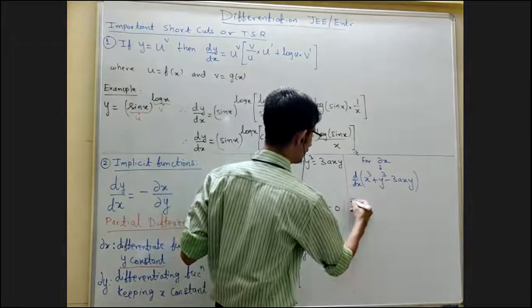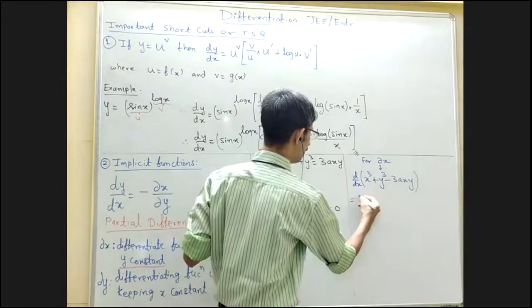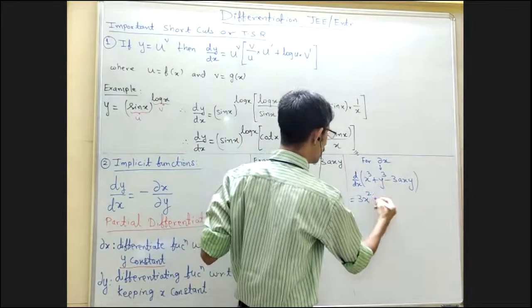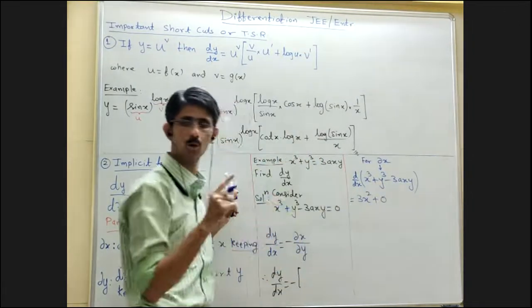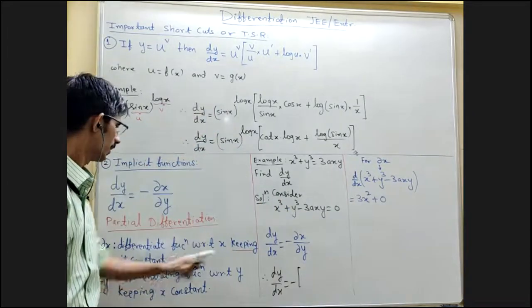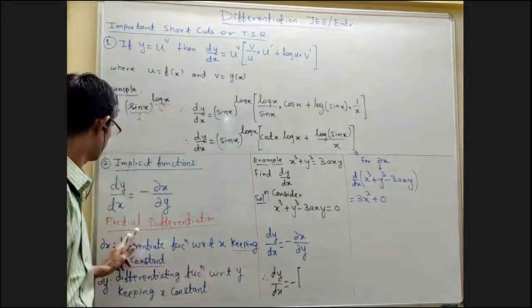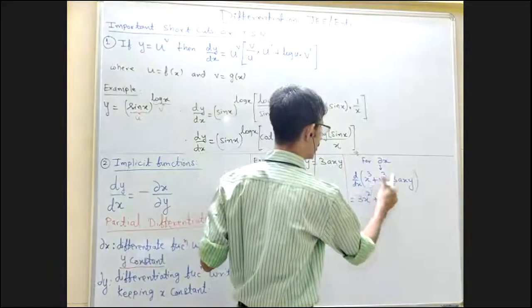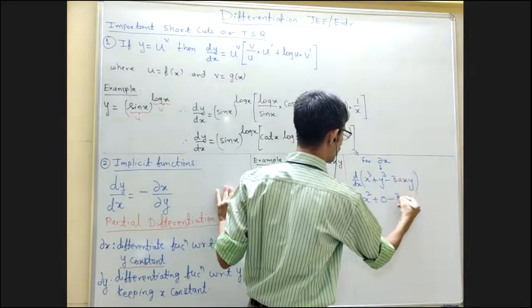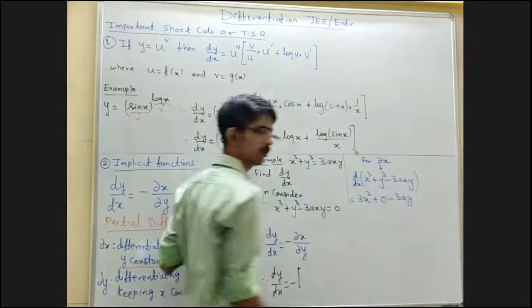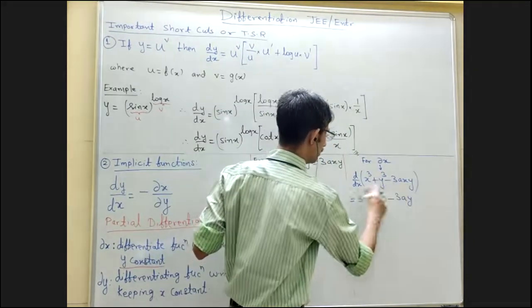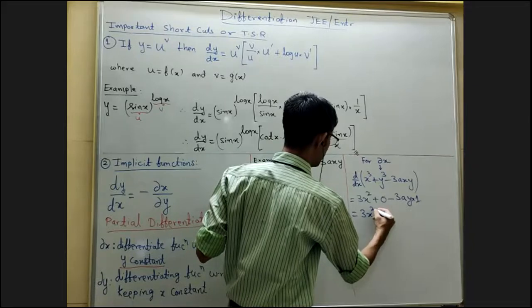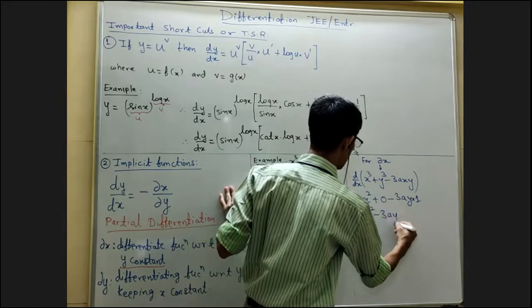So just observe what this will become, students. d by dx of x cube, we all know, is nothing but 3x square. d by dx of y cube is nothing but 0. We have to assume y as constant. I am not saying it, the rule of partial differentiation is saying it: keeping y constant. So d by dx of y cube will be 0, minus over here 3ay is constant, and the derivative of x with respect to x is nothing but 1. So students, what will this become? This will become 3x square minus 3ay.